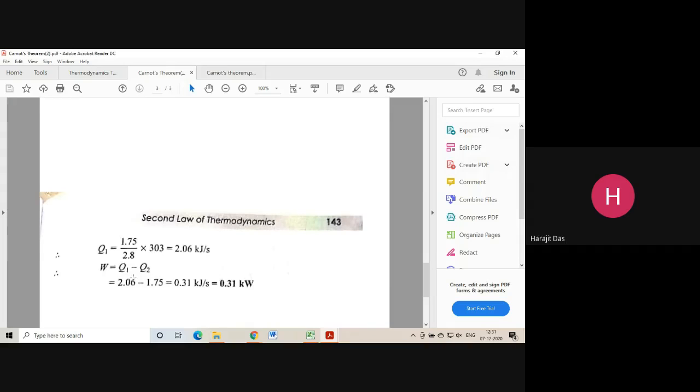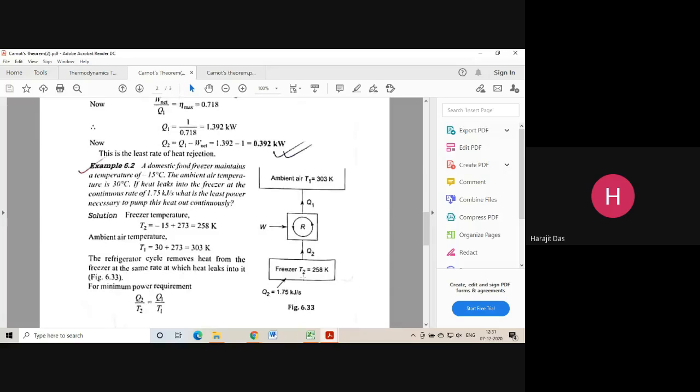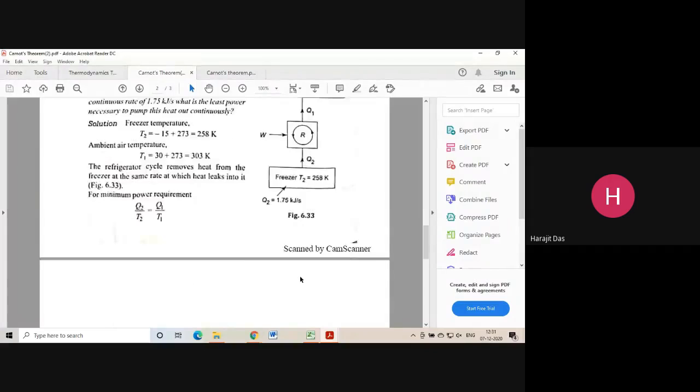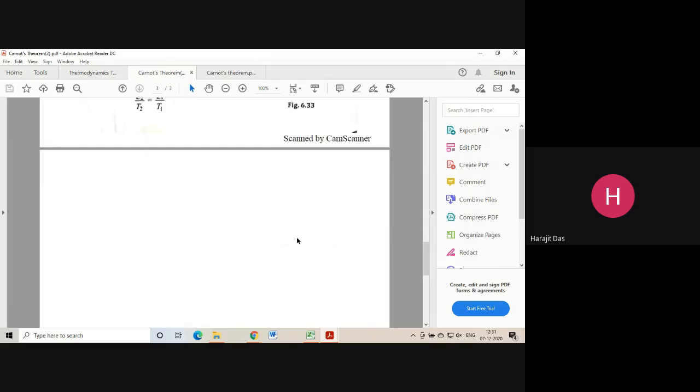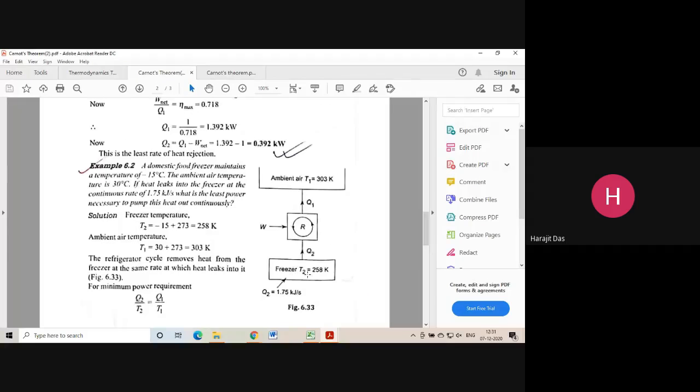From here you will be able to find the power which is necessary to pump out this much heat from the chamber. So w will be equal to q1 minus q2, and this much power will be needed to remove heat from this chamber and to maintain this chamber at minus 15 degree centigrade.